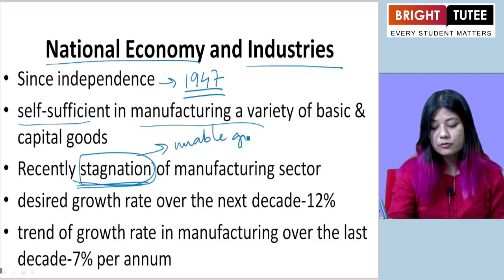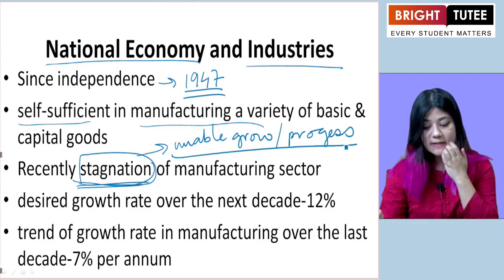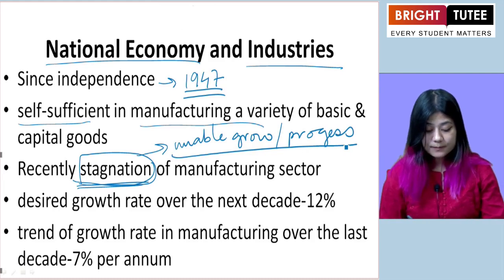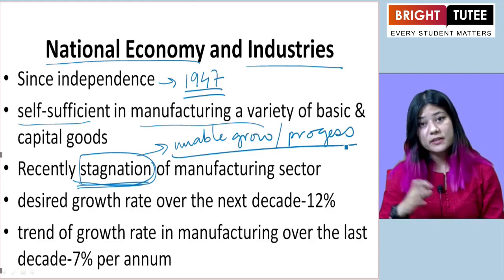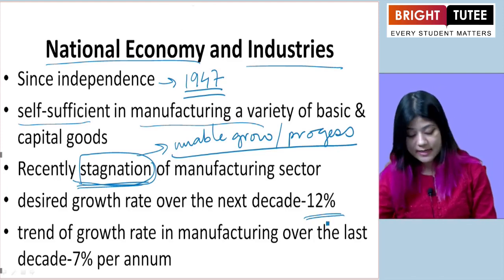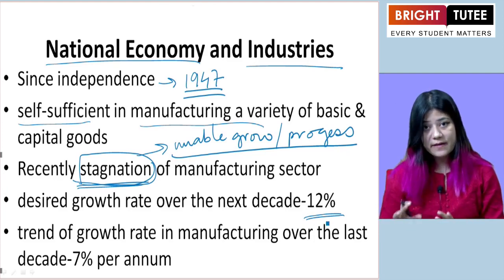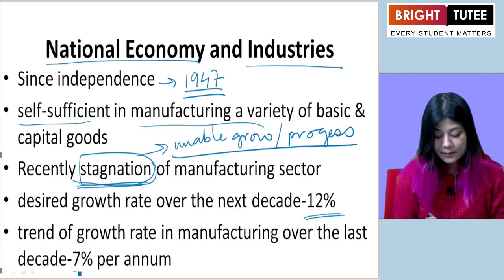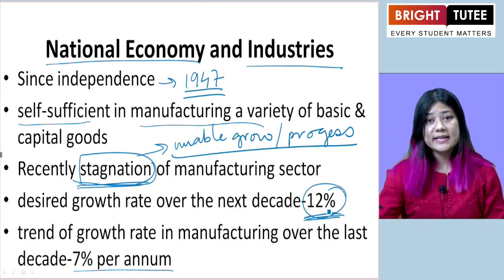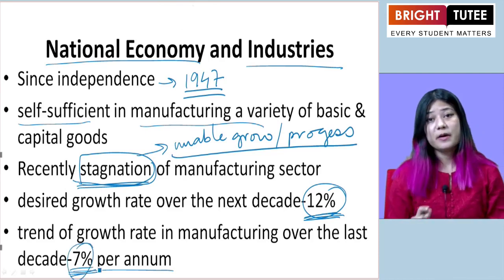Stagnation means unable to grow or develop or progress, do better. So the sector has not been able to develop or grow. The desired growth rate over the next 10 years is 12%. But the current growth rate in the manufacturing industrial sector is only 7% per annum. So you see, we should actually have 12% growth rate in the industrial sector, but we have only arrived at 7% annually.